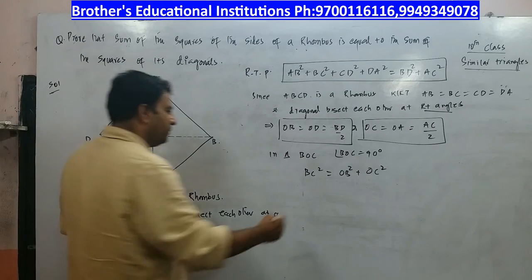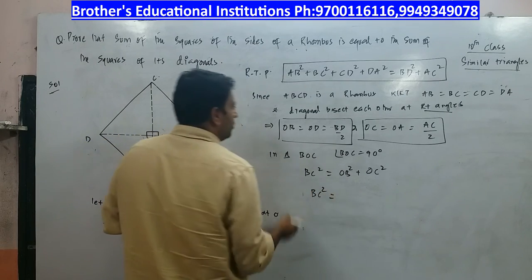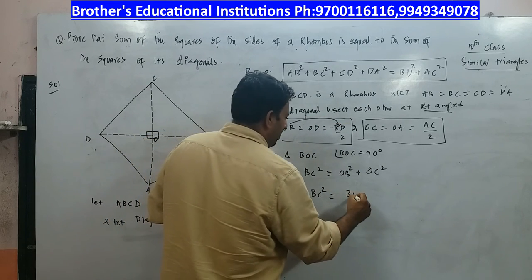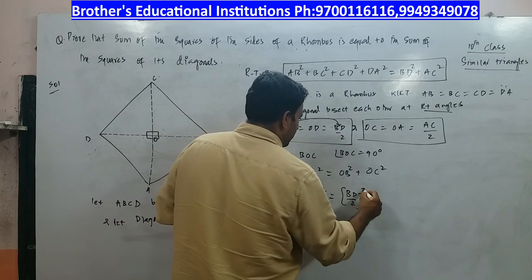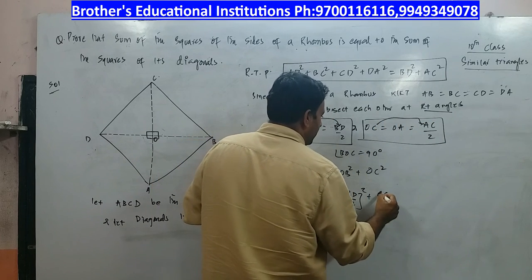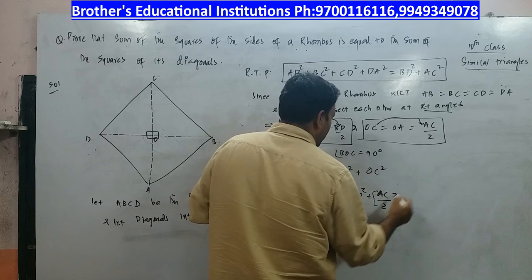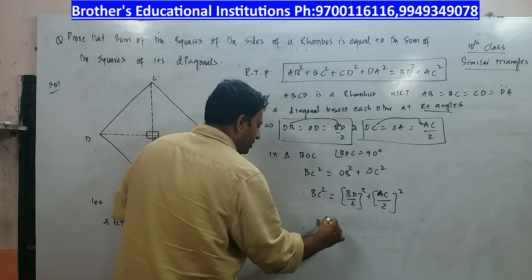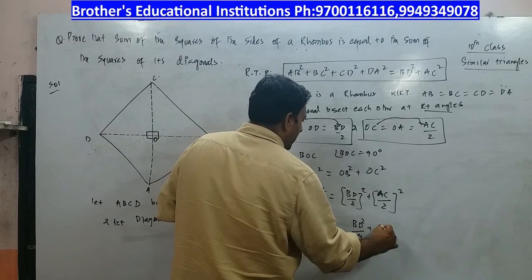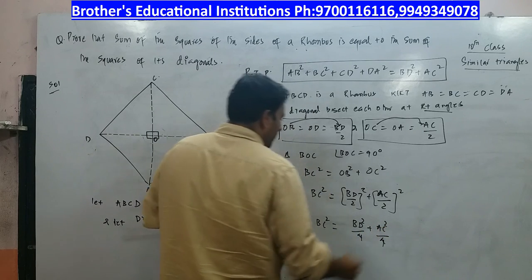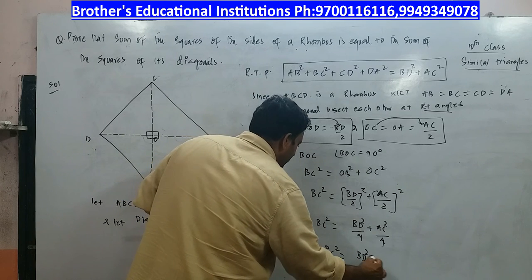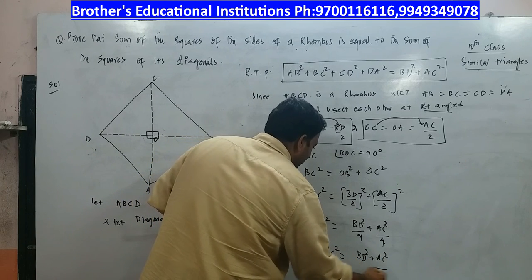Now what am I going to do? I will write BC square is equal to, what is OB? OB can be replaced as BD by 2. I will make a replacement, BD by 2 whole square. Now what is OC? OC can be written as AC by 2. I will write this as AC by 2 whole square. What am I going to get? I will get BC square is equal to BD square by 4 plus AC square by 4. Now when I take the LCM, BC square is equal to BD square plus AC square by 4.